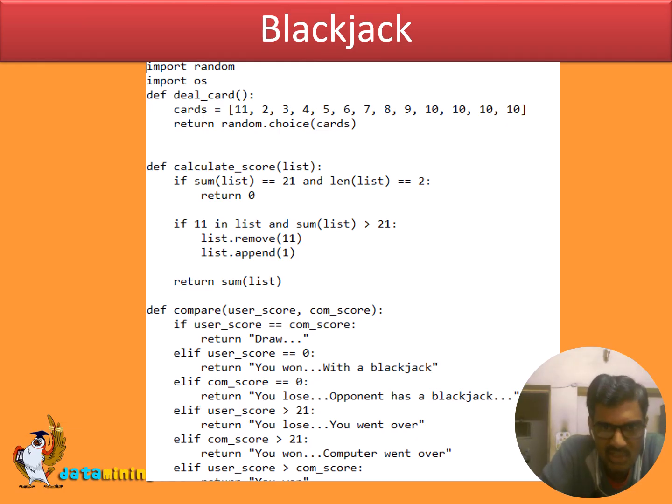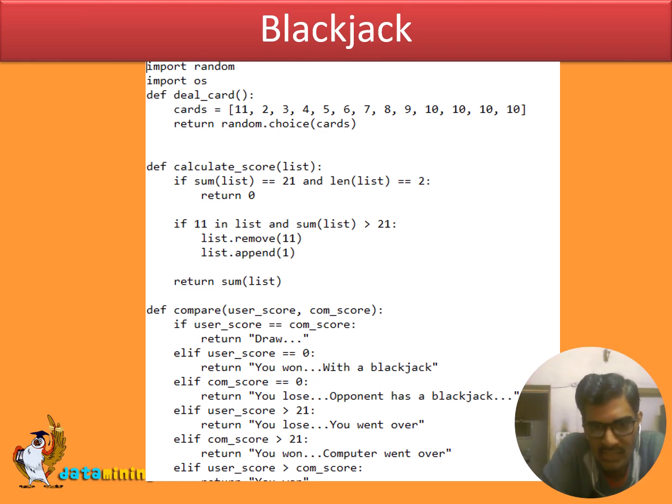So for this application, first you have a function called diff card. Here you initialize the cards, all the numbers of the cards. Then it also has a function. It returns random.choice in the card. So when you call it, it deals a card and shows that to you. This is the one. Next, calculate score. This is another function which is used in the main program where you calculate the card counting.